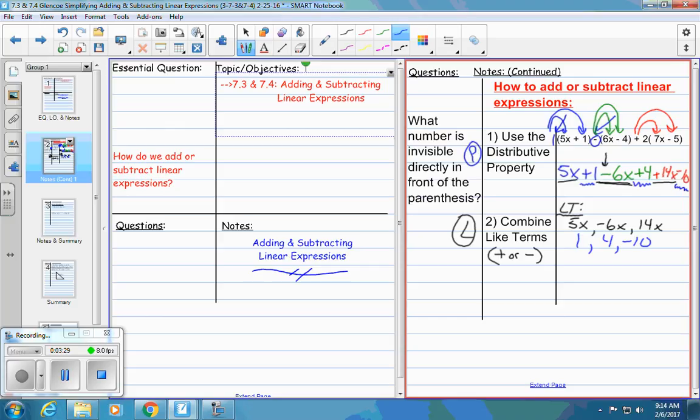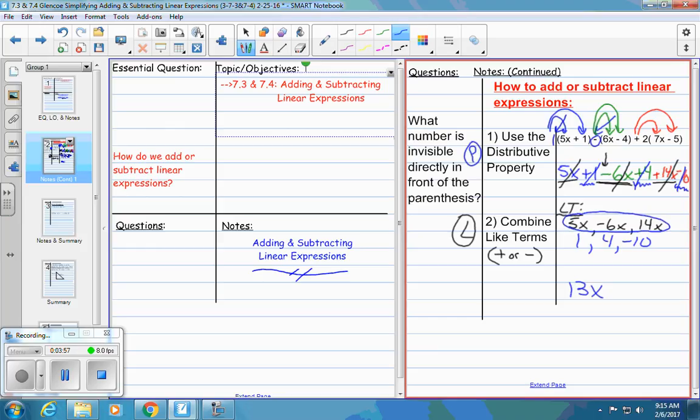Okay. So we use that, we use that, we use that. And yep, we've used this like term and this one and this one, so I'm crossing them out as I go. So now I'm going to combine my like terms. 5x plus -6x is -1x, and -1x plus 14x gets me 13x. So when I add these three like terms together, I get 13x.